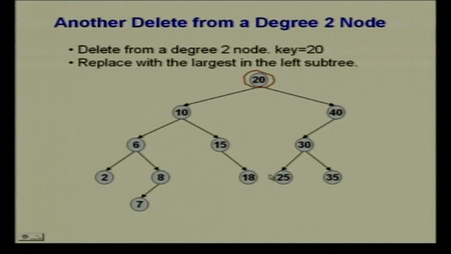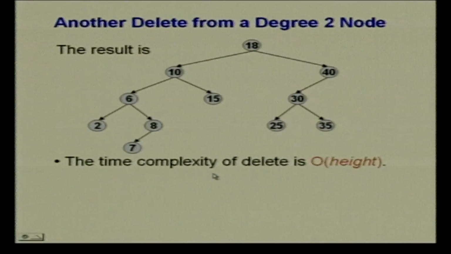So, 18 is the in-order predecessor of 20. Then what you do, that we have found. Now, you replace this 18 here. So, that is what you do, and you have to remove this link. Okay. So, you just remove this link, and as far as that is concerned, that is it.